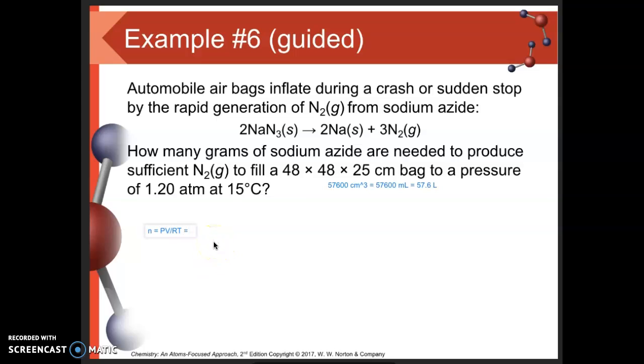So my pressure is 1.20 atmospheres. My volume is 57.6 liters. And I'm going to divide that by R, 0.08206 liter atmospheres per mole Kelvin. And my Kelvin temperature, 15 degrees, would be 288 Kelvin. So put all of that in, cross out all of my extra units. I should be left with just 1 over 1 over moles, or moles.